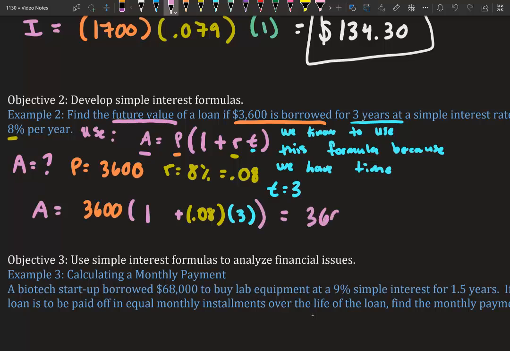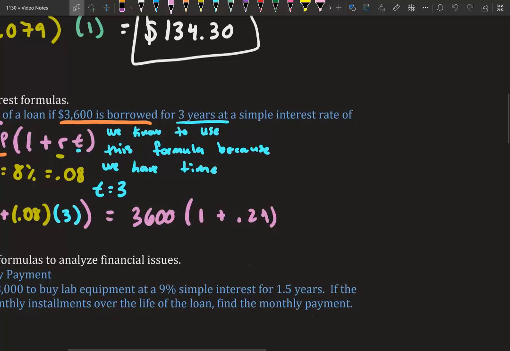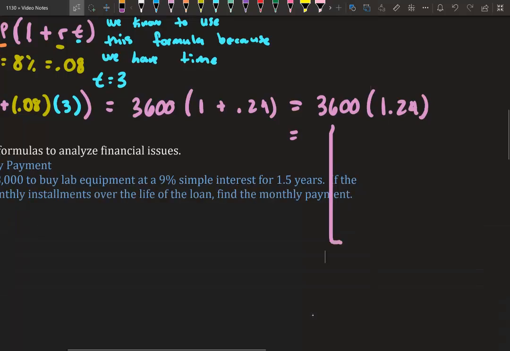So we have 3,600 times 1 plus 0.08 times 3, we get 0.24. 1 plus 0.24, we get 3,600 times 1.24. We multiply and we get $4,464.